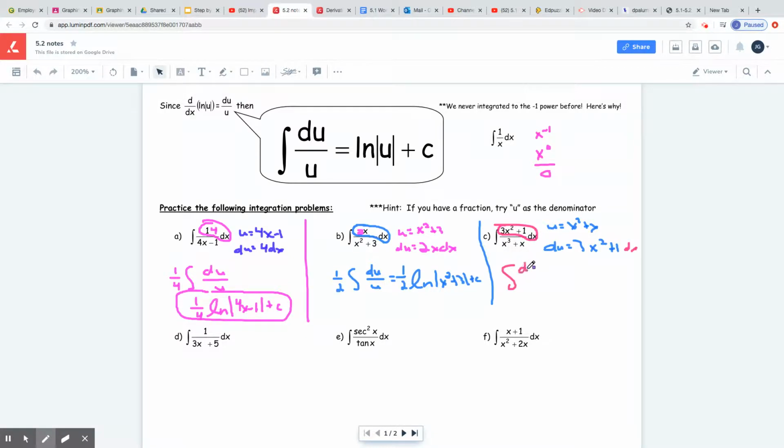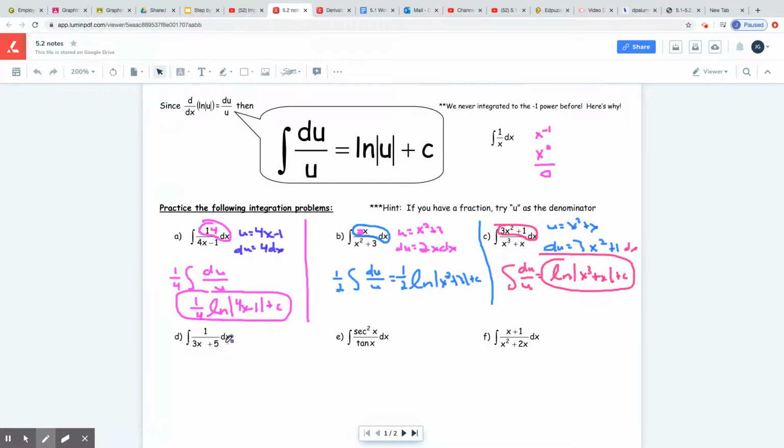So I just get du over u, which is the natural log of u, and u is x cubed plus x plus c. And there's your answer: natural log of the absolute value of x cubed plus x plus c. All right, let's look at D.